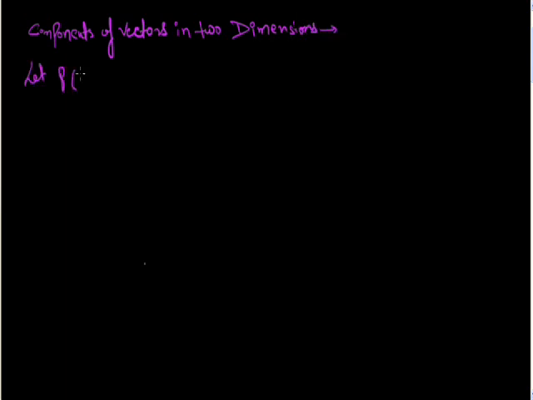Now let's start with the new topic: components of vectors in two dimensions. Let point P(x, y) be a point in a plane. Now let's take the plane OX, OY, and the point P(x, y).